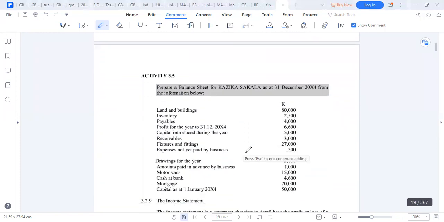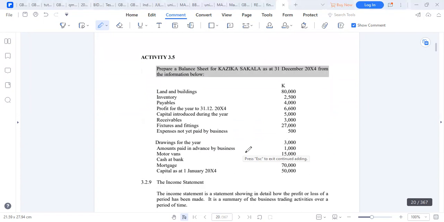So let's try this one again. We're given our statement to come up with a balance sheet. So which one's our assets? Fixed assets? Land and buildings. Land, correct. What else?